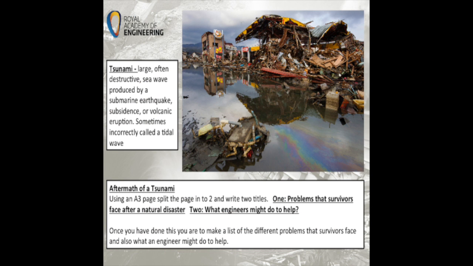As an extra task, if you get time in your introduction, what you can do is, in your same groups of 4, split an A3 page into 2. On one page, think about the problems that survivors face after a natural disaster, and on the other half, think about what engineers might do to help those problems that those survivors face. A really quick and easy task if you've got time, although your discussions may have run over.